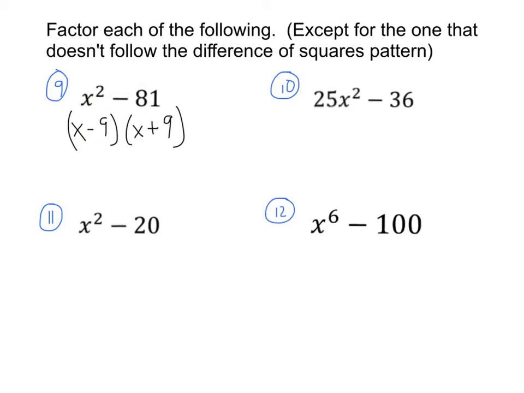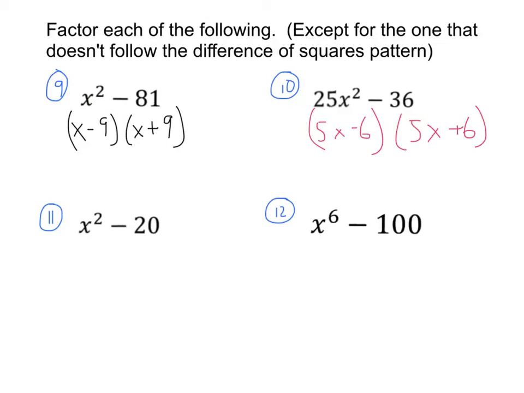Okay, go ahead and pause and finish 10, 11, 12. Figure out which one doesn't follow the pattern. All right, welcome back. 10, this one does follow the pattern. It comes out like this: 5x minus 6 times 5x plus 6.